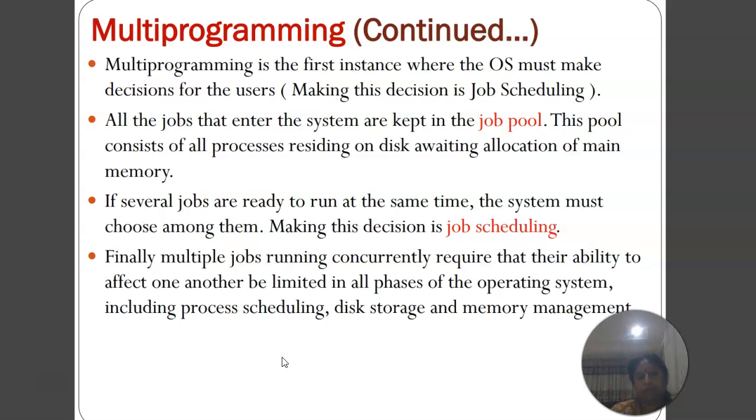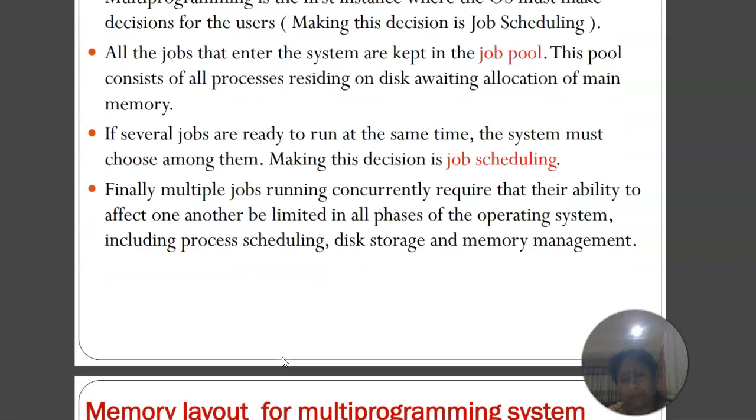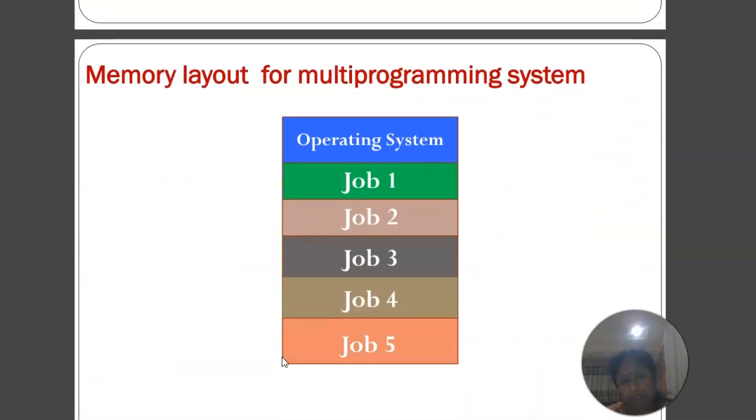Finally, multiple jobs running concurrently requires that their ability to affect one another be limited in all phases of the operating system, including process scheduling, disk storage and memory management. Here is the memory layout for a multiprogramming system. First, the operating system is residing inside the memory. After that, a number of jobs are allocated.